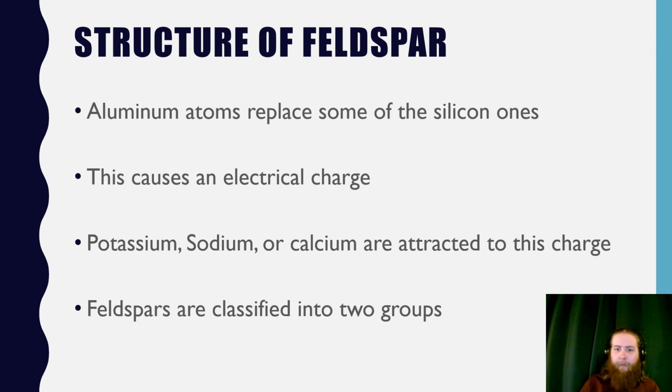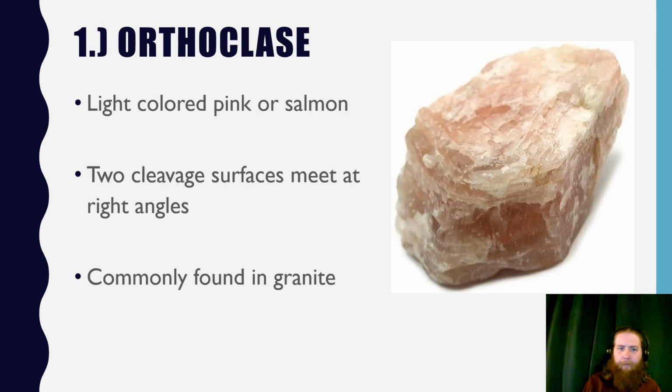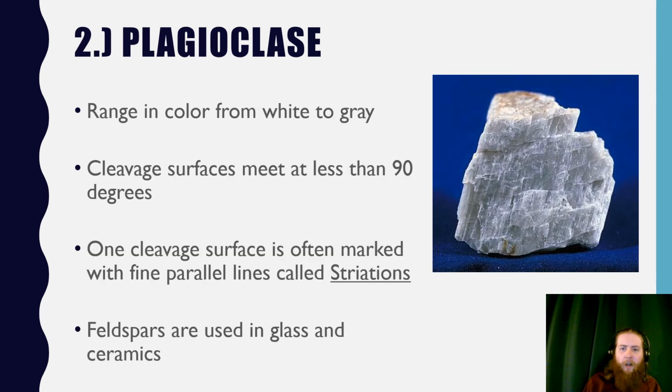And the feldspars are going to be further split into 2 different groups. The first is orthoclase, which are light-colored pink or salmon. And they have 2 cleavage structures meeting at 90-degree angles. And we commonly see these in granite. Our second type is going to be plagioclase, which range in color from white to gray. And their cleavage surfaces are going to meet at less than 90 degrees, or an acute angle. One of their cleavage surfaces is often marked with fine parallel lines called striations. You can see them running up and down in the sample here. And feldspars are used to make glass and ceramics.